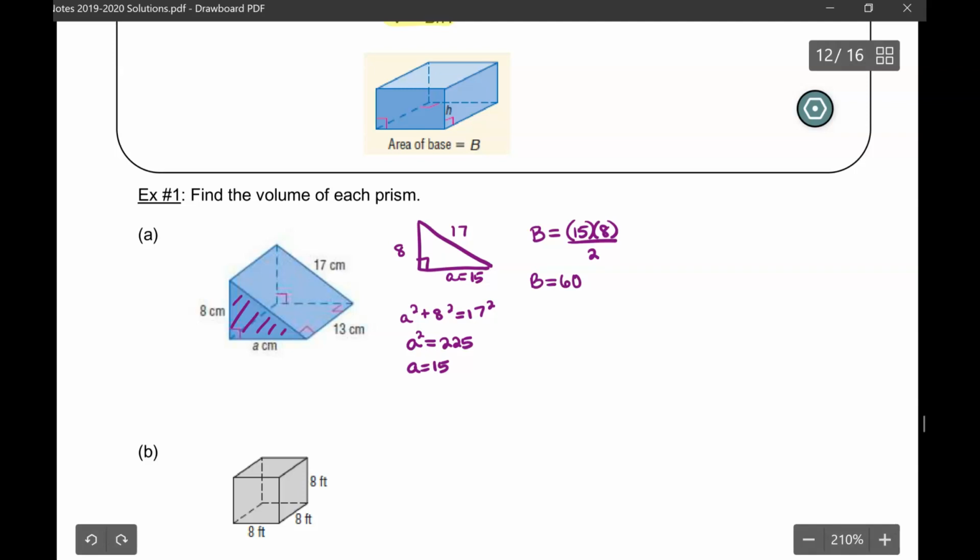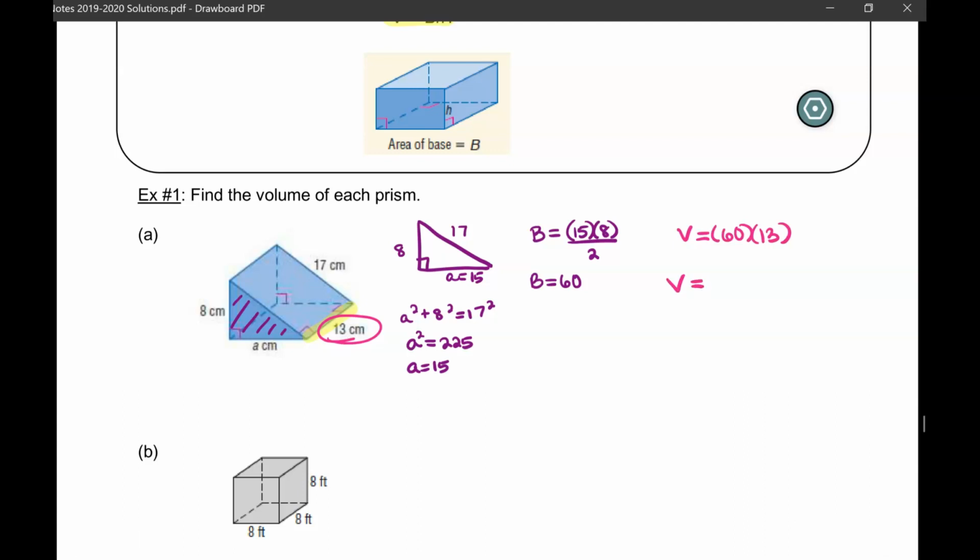And again, the height is always going to represent the distance between the 2 bases. So in that case, it's 13 for the height. So for volume, we're going to have area of the base times the height. So our volume in this case is going to be 780, and it's cubic centimeters.